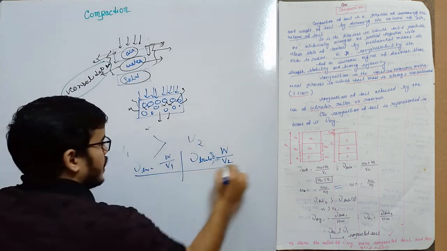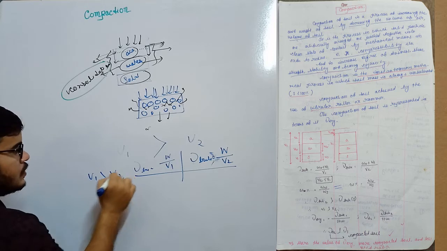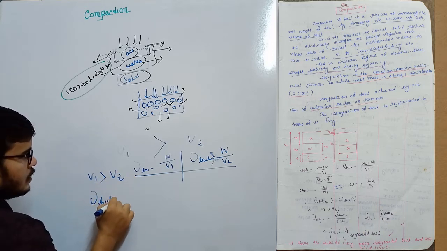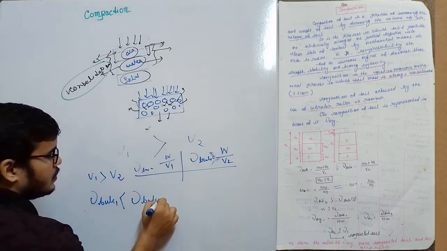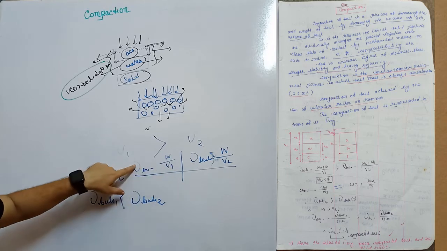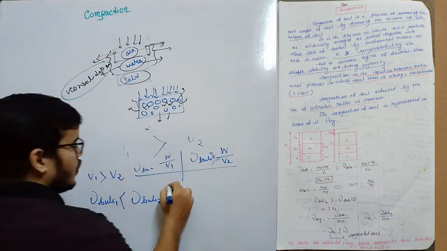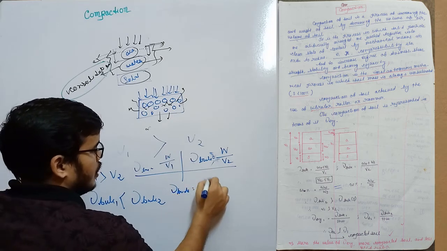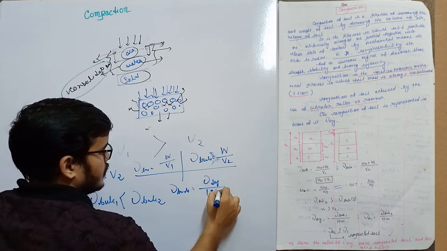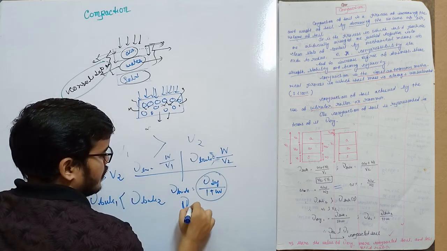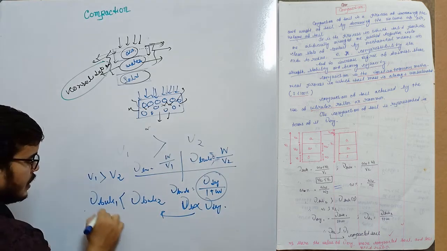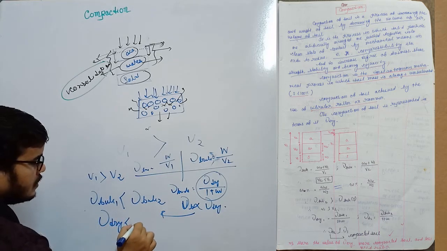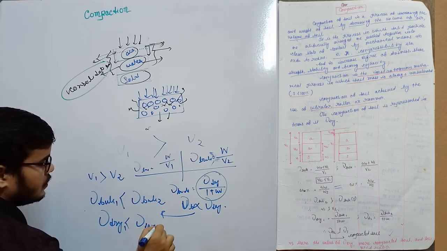So as V1 is greater than V2, gamma bulk 1 will be less than gamma bulk 2. As the volume is greater, the unit weight will be lesser. And we all know that gamma bulk equals gamma dry by 1 plus W. That means gamma bulk is directly proportional to gamma dry. So here you can write gamma dry less than gamma dry 1, gamma dry 2.